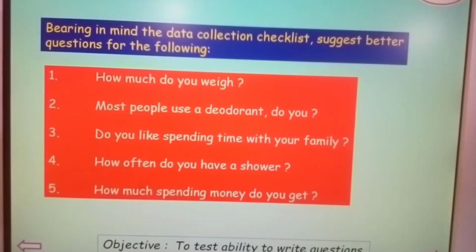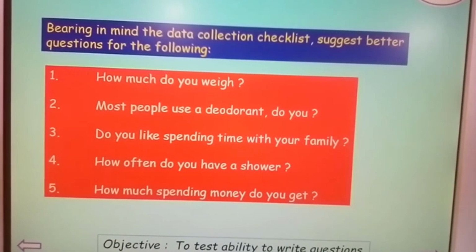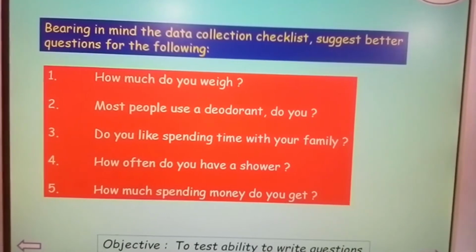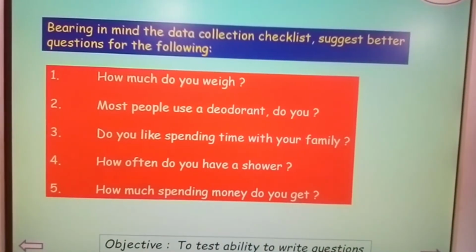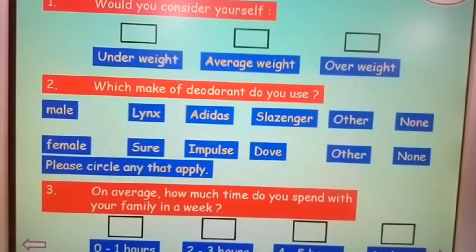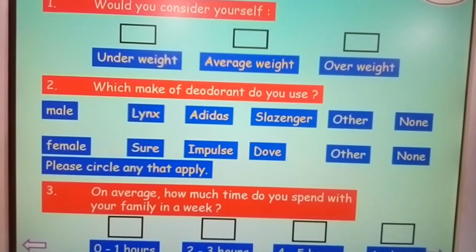Bearing in mind the data collection checklist suggests better questions for the following: how much do you weigh? Most people use deodorant. Do you? Etc. Right now, do you like spending time with your family? Etc. Answers. Now, would you consider yourself underweight?